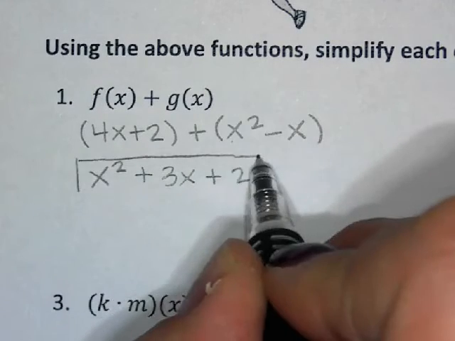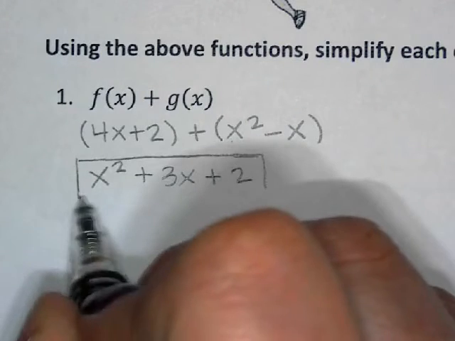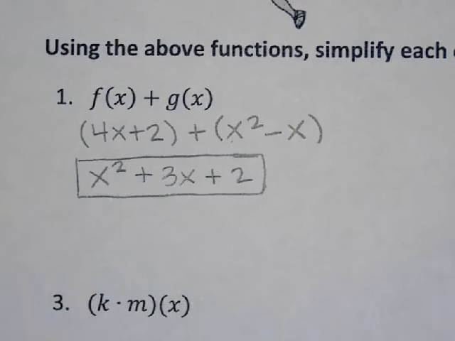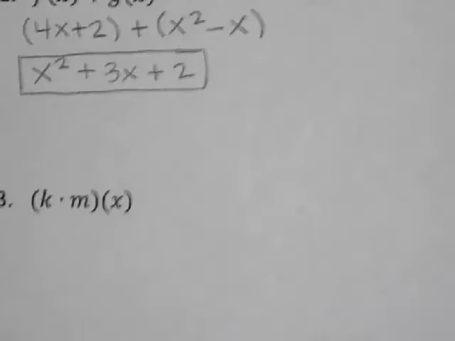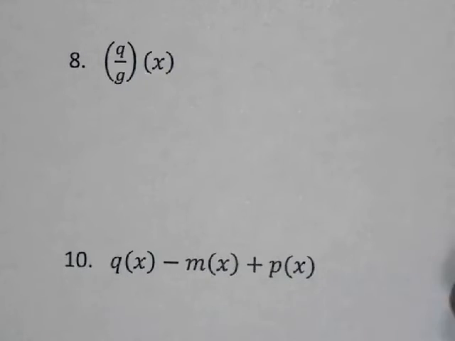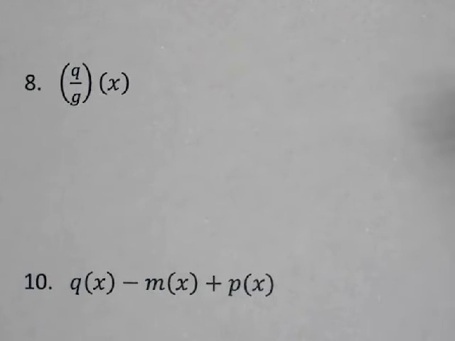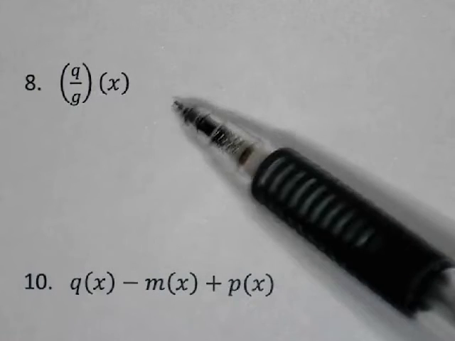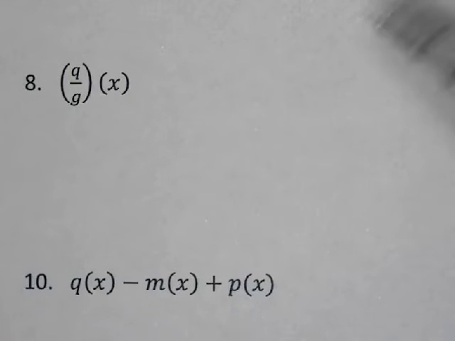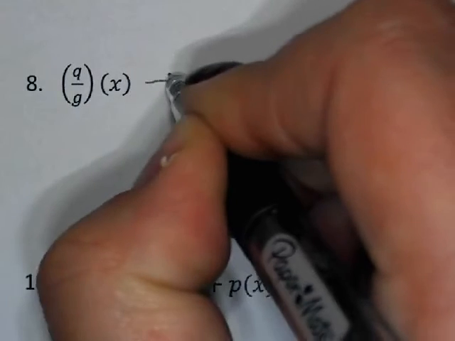Let's do number 8. Number 8's a division one. It looks weird. We didn't do any division examples, so this will be a good one. So very first thing, I would rewrite the notation because the notation looks confusing. So I'm going to say, okay, this notation really just means q of x over g of x.